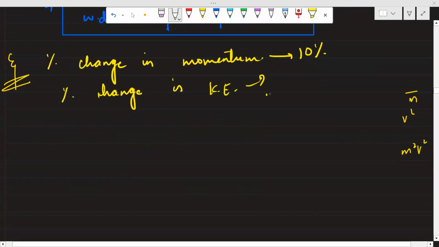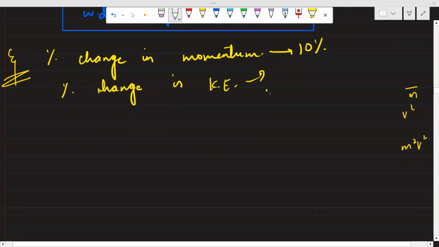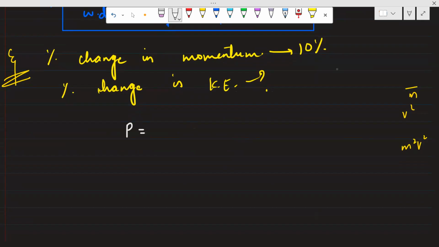Now coming to the consequences of momentum and kinetic energy getting related. The formula of momentum, what is it? Mass into velocity. Yes, very good. So mass into velocity. Now let's talk about the kinetic energy. Kinetic energy is basically half mv square.